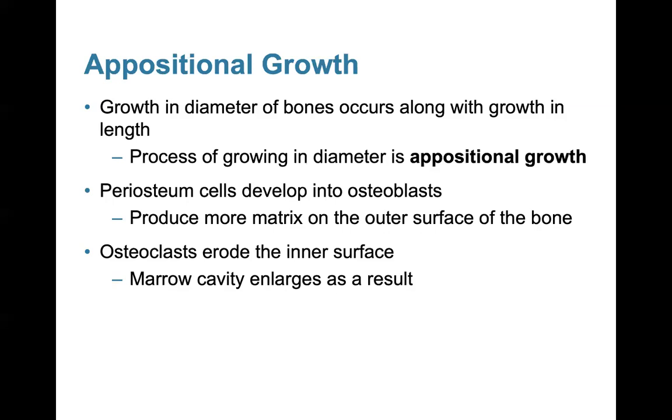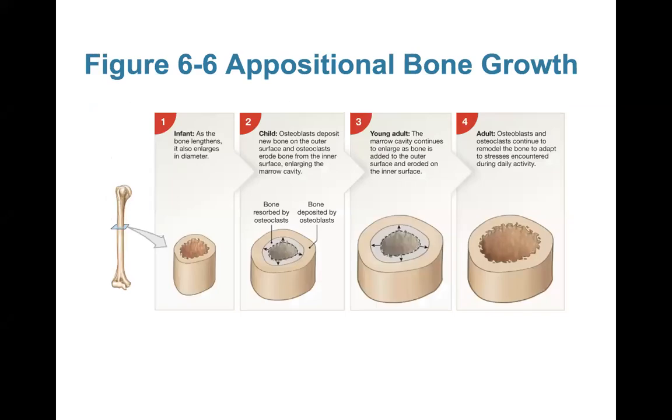Okay, so looking at appositional growth, this is growth in the diameter of bones. This will occur along with growth in length. In the process of growing in diameter, the thickness of bones, this is referred to as appositional growth. The periosteum cells will develop into osteoblasts, and they will produce more matrix on the outer surface of the bone. The osteoclasts will erode the inner surface, and the marrow cavity enlarges as a result.